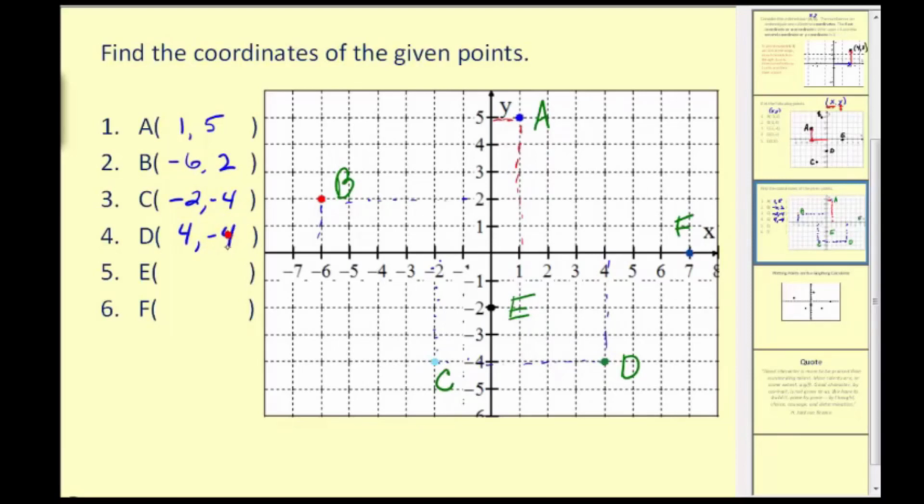Notice E is right on the y-axis. Again, we follow the same rules. Draw a segment straight to the x-axis, which would be 0, and the point is on the y-axis right at -2. So the coordinates would be (0, -2). And lastly, point F, the x-coordinate would be 7, and the y-coordinate would be 0.